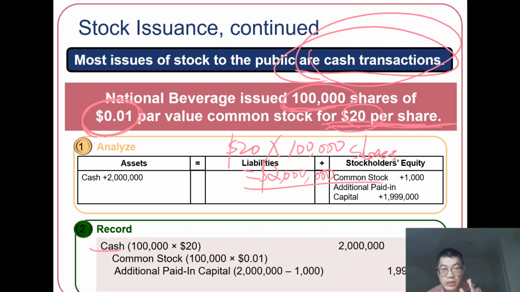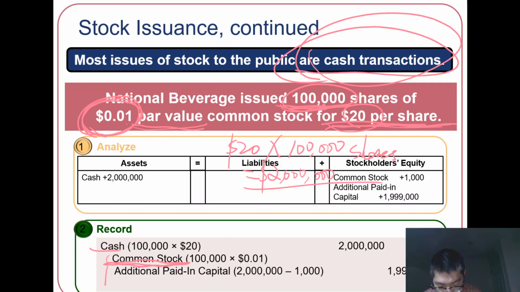And now here is the important part when we record a stock issuance. We're going to do two different things on the credit side. First is common stock, for which we only record the number of shares we issued along with the par value. Each one of these 100,000 shares has a par value of 1 cent, and this specific common stock account only records the par value of the number of shares we issued.